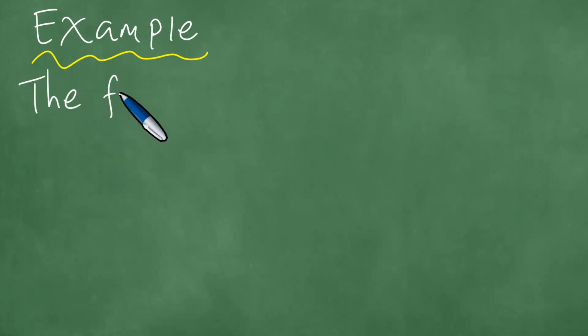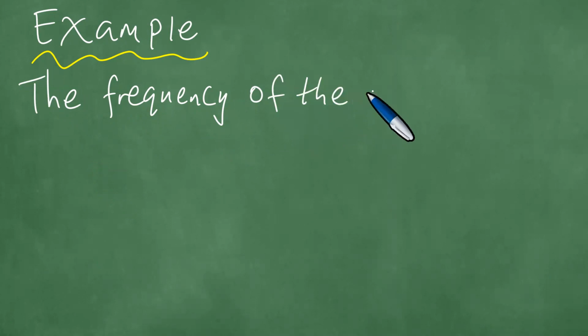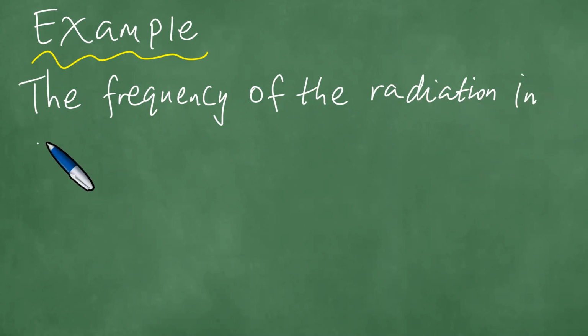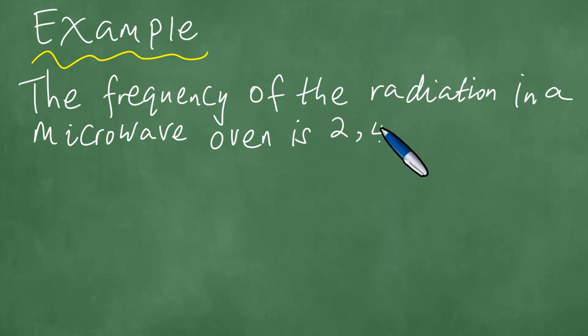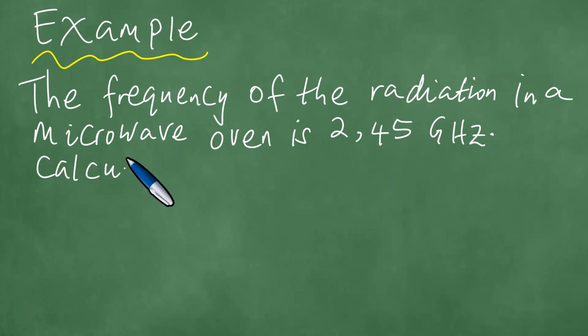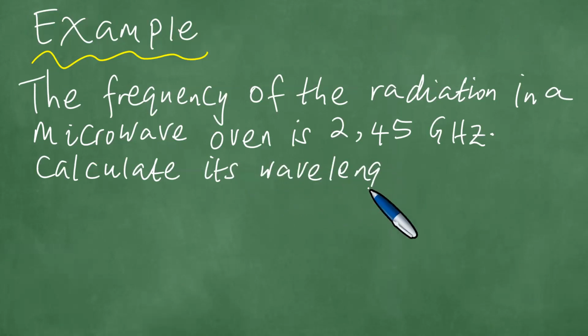The frequency of the radiation in a microwave oven is 2.45 gigahertz. You need to proceed to calculate its wavelength. We look at the solution to this one.